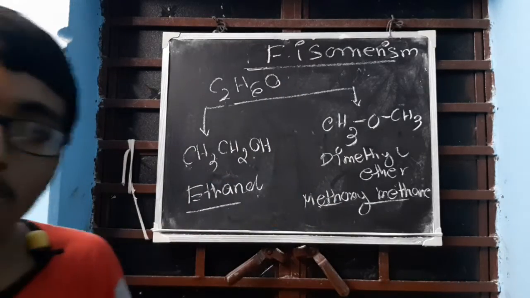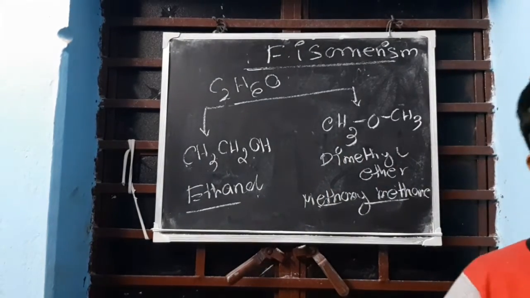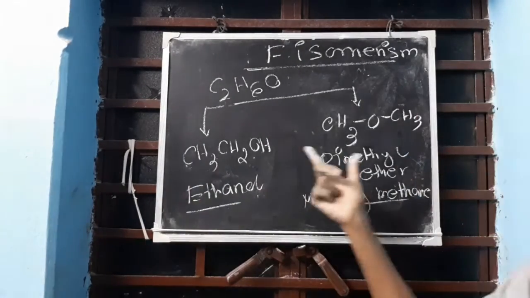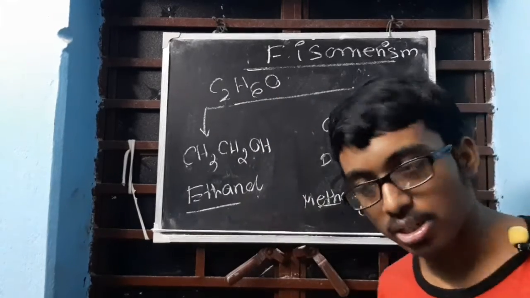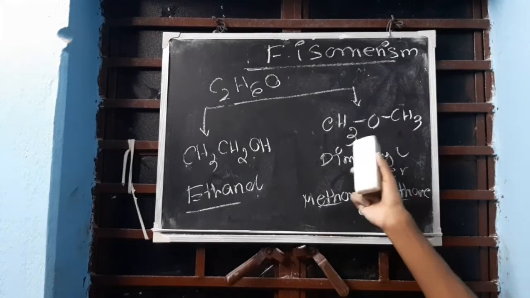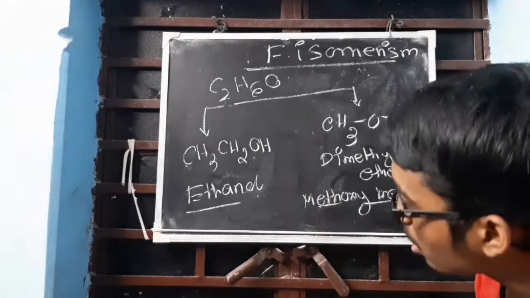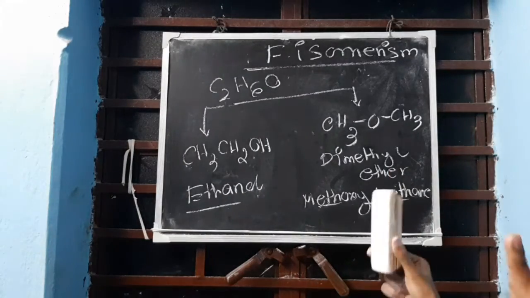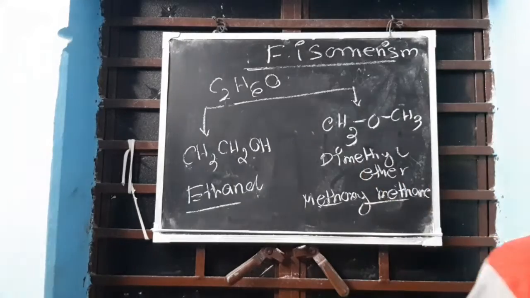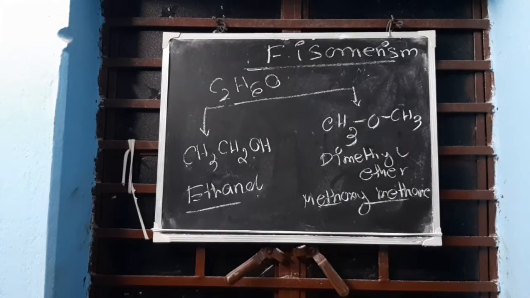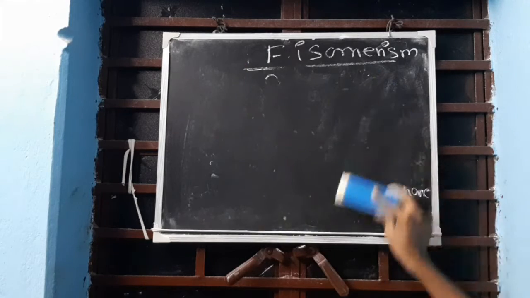The formula remains the same for both cases, but the functional group is present in a different position, leading to the formation of two different compounds. That is this and this. The formula remains the same, but the structure becomes different. Clear? Understood? So this is dimethyl ether or methoxymethane. This is ethanol. Okay, completely different. Clear? The formula is the same. The structure is completely different. Understood? Clear?